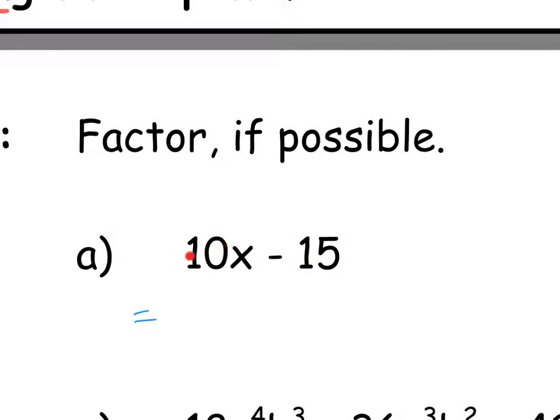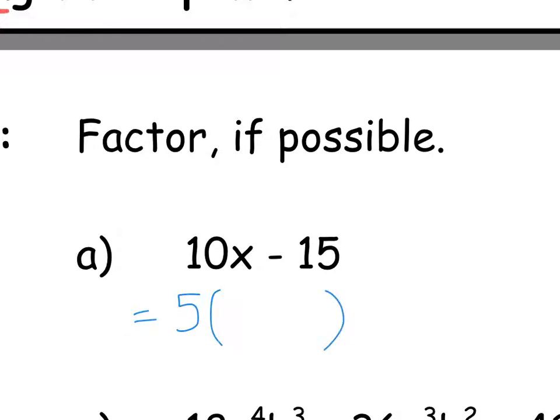And I can see here that the 10 and the negative 15 can both be divisible by 5. And that is the largest value that both of those coefficients can be divided by. So that tells me that I can pull out a common factor of 5. I'm going to do that. And then what's left over is going to go in these brackets here.